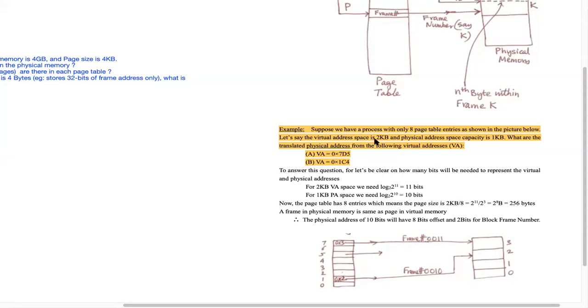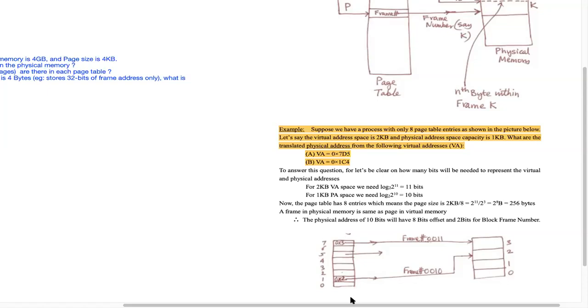Let's say virtual address space is 2 KB and physical address space capacity is 1 KB, right? What are the translated physical addresses from the following virtual addresses? That means if you have a virtual address given by this hexadecimal, 0x75, what does it translate to on physical memory? And if you have a virtual address 0x1c4, what does it translate to on your actual physical memory? And the mapping is somehow like this.